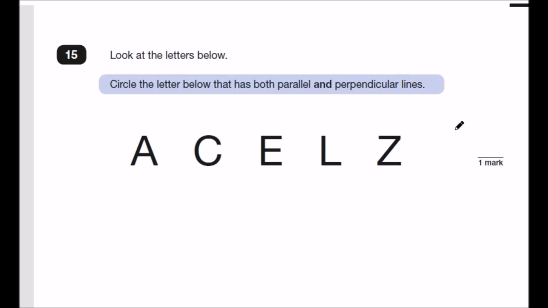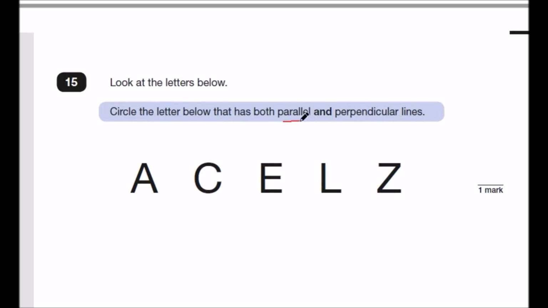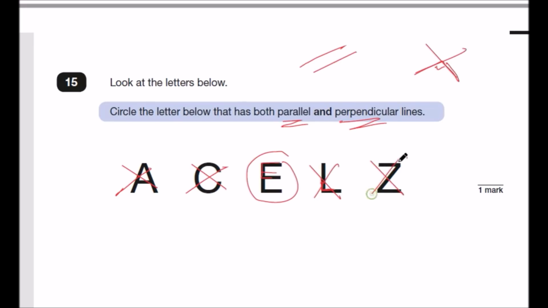Alright, so 15, look at the letters below. Circle the letter below that has both parallel and perpendicular lines. Parallel means that they're going in the same direction. Perpendicular means going at a 90 degree angle, so it makes a perfect 90 degree shape, like an L, for example. This makes a perpendicular turn, or right angle is the correct word. Now, which one has both? Well, A clearly doesn't have anything. C definitely has nothing. E, yes, looks like it's got parallel lines. The lines of the E are parallel, and this is perpendicular. L, nope. Z, definitely nope. So your answer is E.